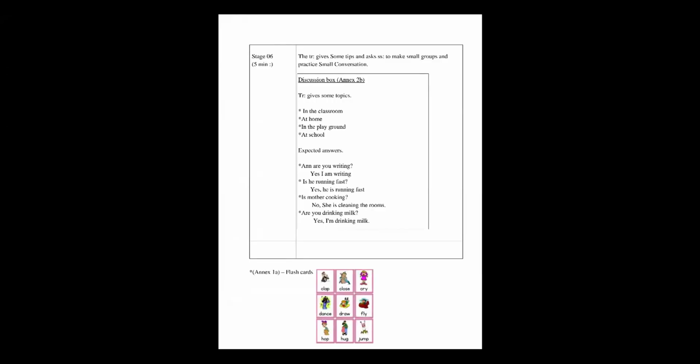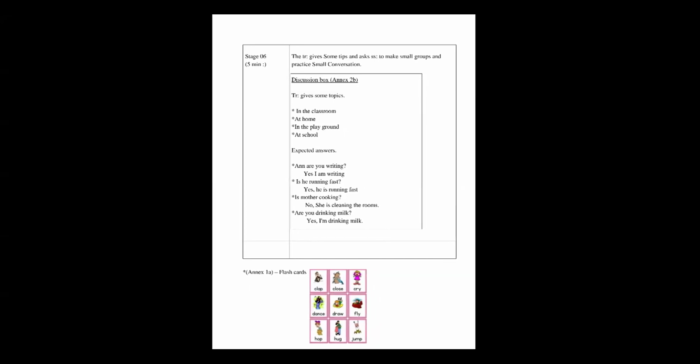Step 6, 5 minutes. The teacher gives some tips and asks students to make small groups and practice a small conversation. Discussion box, Annex 2B. Teacher gives some topics: in the classroom, at home, in the playground, at the school. Expected answers: Are you writing? Yes, I'm writing. Is he running fast? Yes, he is running fast. Is mother cooking? No, she is cleaning the rooms. Are you drinking milk? Yes, I'm drinking milk.